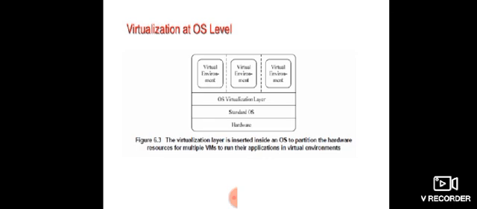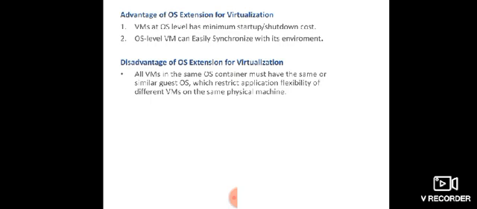When we do virtualization at the OS level, we have the hardware at the bottom. Next we have the standard operating system. Then we have the OS virtualization layer. Above that we have the virtual environment. The virtualization layer is inserted inside the operating system to divide the hardware resources among multiple virtual machines, which can run their applications in the virtual environment.